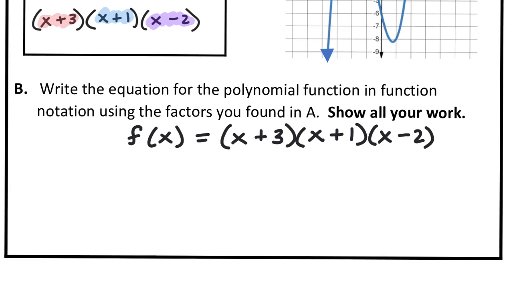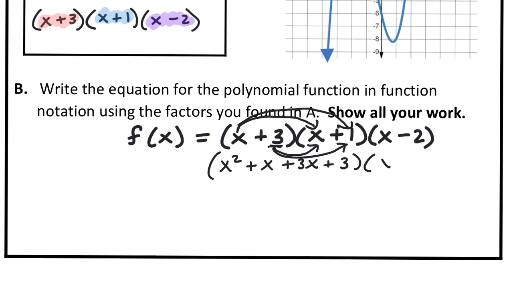Okay, so we're going to do x times x, that's x squared, x times 1, that's x, and we're going to do 3 times x, that's 3x, then 3 times 1, that's 3. Times x minus 2. Combine like terms. Over here, x plus 3x is 4x. Bring down the plus 3.